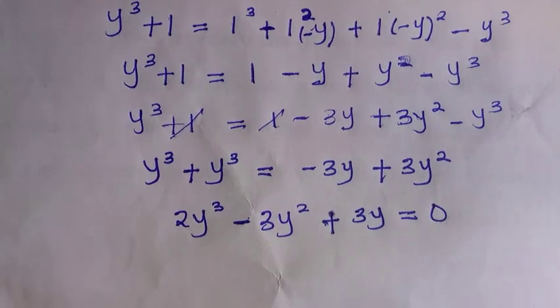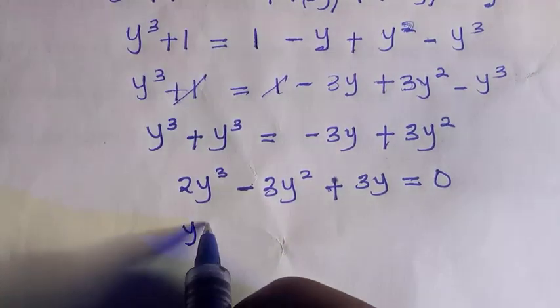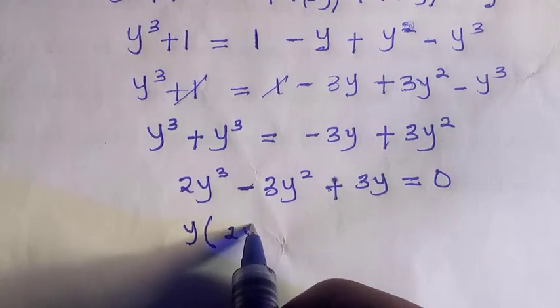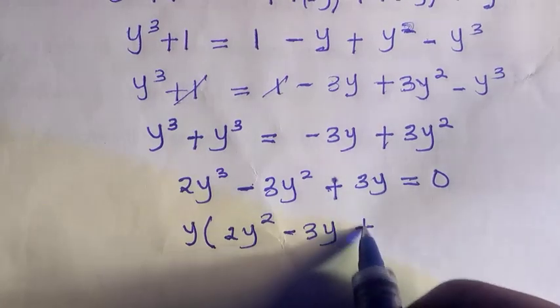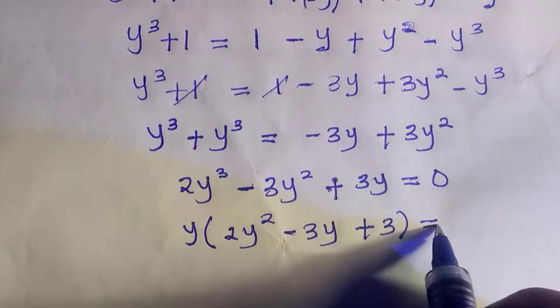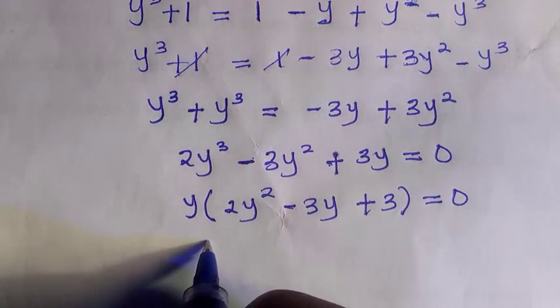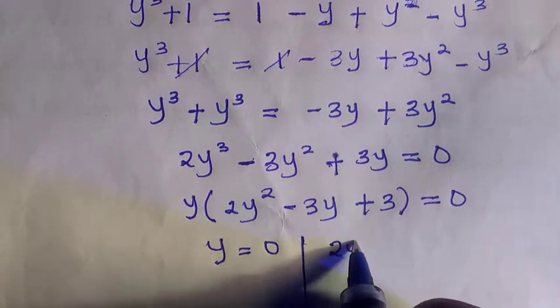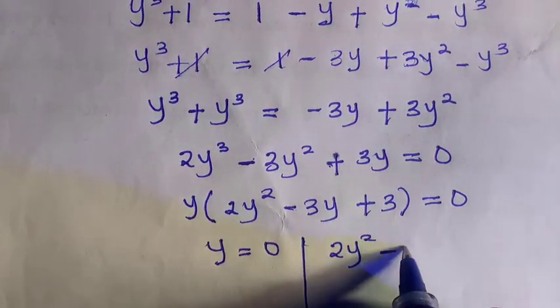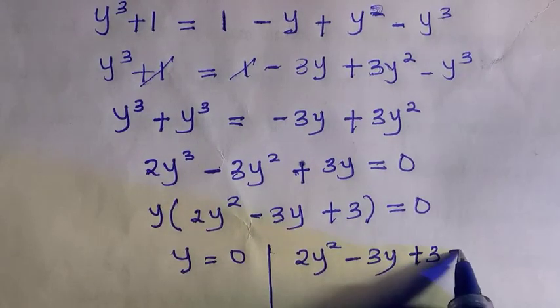0. By factorizing y, since it is common, we have y bracket 2y raised to power of 2 minus 3y plus 3 equals 0. It is clear that if y equals 0, the other one will also equal 0. And we have y equals 0 or 2y raised to the power of 2 minus 3y plus 3 equals 0.